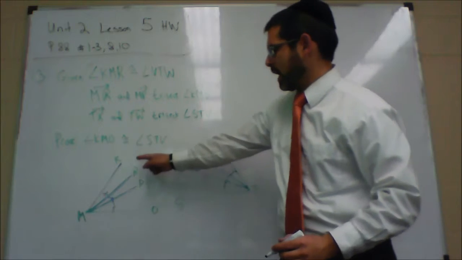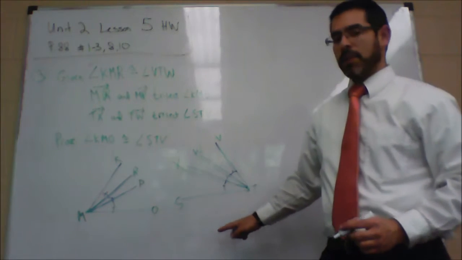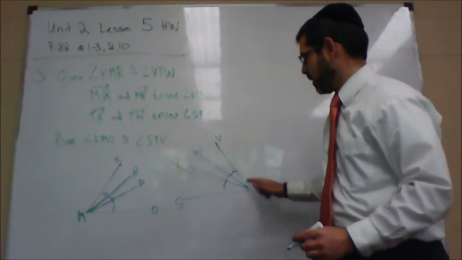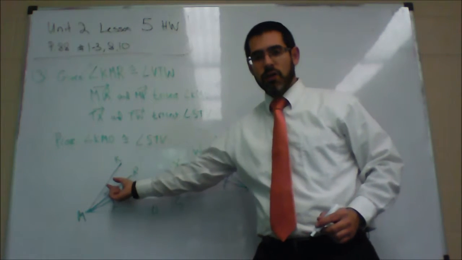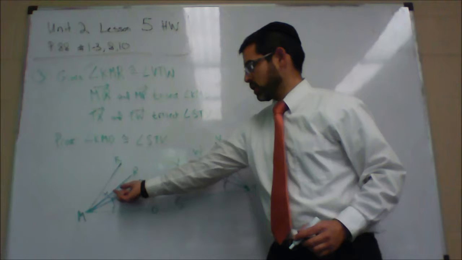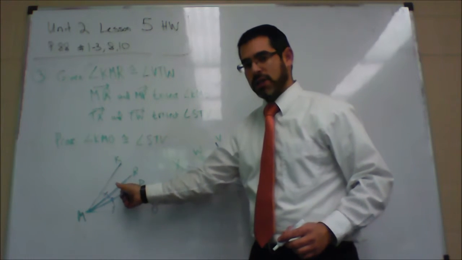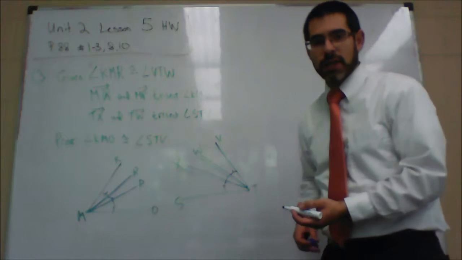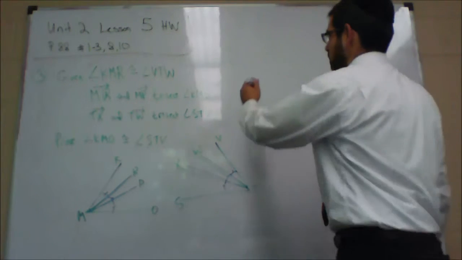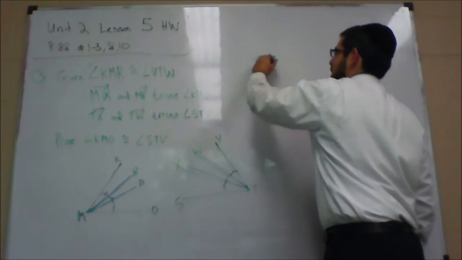And now we're going to prove that KMO, this whole angle, is congruent to STV. And again, we're going to use the multiplication property. If I have two smaller angles that are congruent, and then I triple them, because I see this is just 1/3 of the whole thing, these are trisectors, so all three are the same, then the bigger angle must also be congruent. So we're going to write that out in a table proof here. So we have our statements and our reasons.